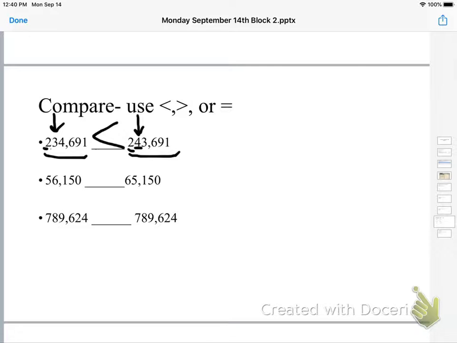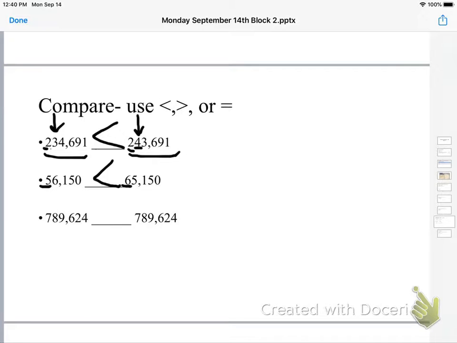Now the next one, both of these have 5 digits. So we go to the front and we start with a 5 and a 6. Oh, well, absolutely. The 6 that stands for 60,000 is going to be bigger than this 5 that only stands for 50,000. So our alligator is going to want to eat that one. So we've got 56,150 is less than 65,150. Our last example, we have 6 digits in both of these.